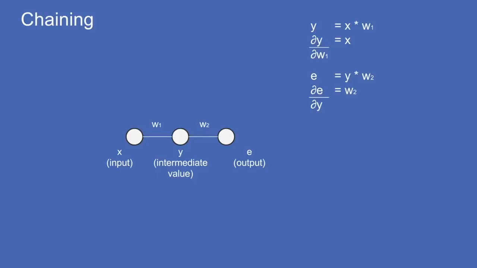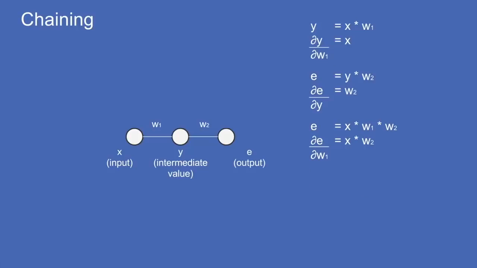Similarly, for the next step, we can see that e is just the value y times the weight W2. And so when we calculate dE/dy, it's just W2. Because this network is so simple, we can calculate from one end to the other. X times W1 times W2 is the error E. And so if we want to calculate how much the error will change if I change W1, we just take the derivative of that with respect to W1 and get X times W2.